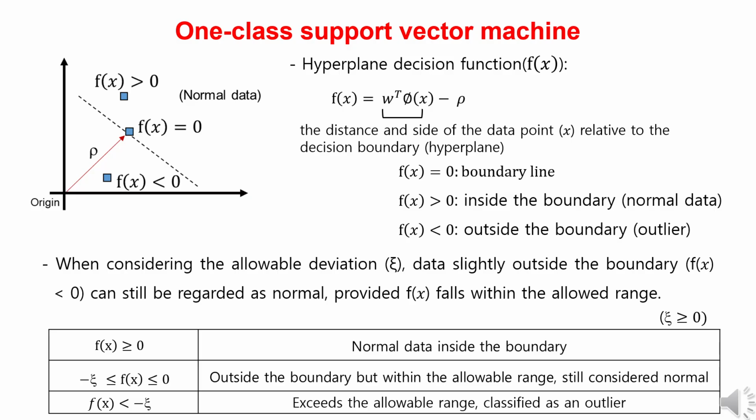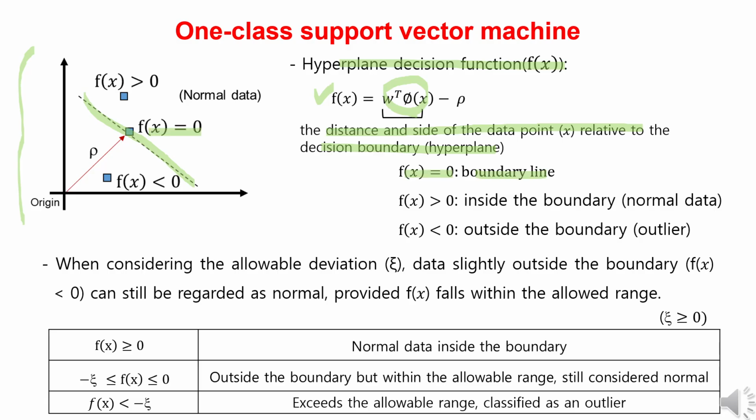In the diagram, the dashed line represents the hyperplane decision boundary, denoted by the function f of x. This function is defined by a specific equation as follows. The value of this part indicates which side of the decision boundary the data point x is located on and how far it is from the boundary. Therefore, f of x equals 0 represents the decision boundary itself.